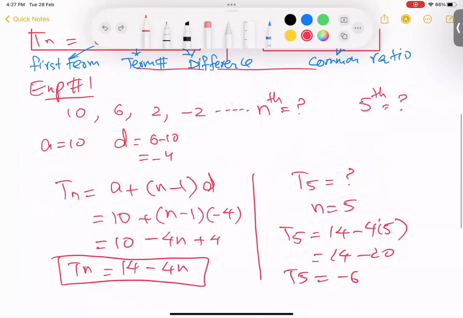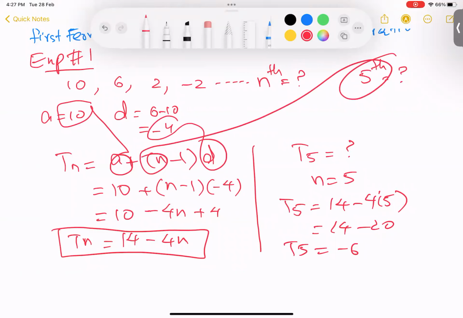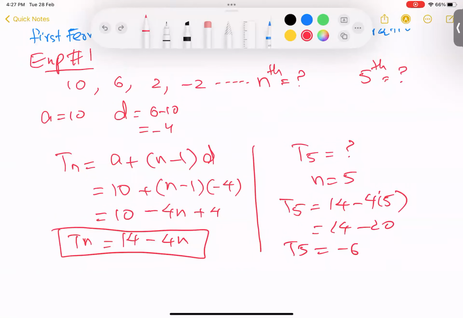So the examiner can ask you this way. You can ask me, sir, can I plug in directly? Okay, you can do it directly. How? A will go here and D will go here and this 5 will go directly here. No problem at all. But I think this is okay to understand.